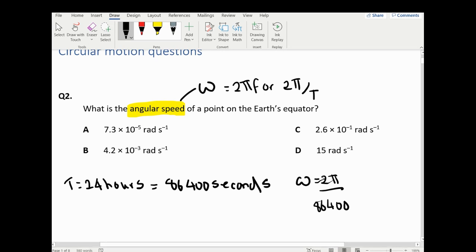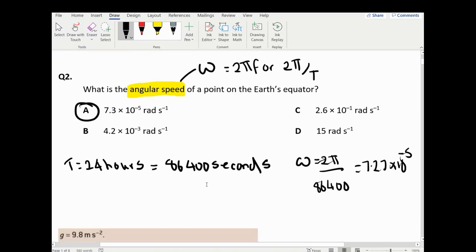And even just looking at that now, you can immediately remove D because it's way too big. And if you think about it, D being 15 rads per second, whoa, that's spinning round about 7.5 times every second. So 2 pi divided by the 86,400 is going to be 7.27 times 10 to the minus 5. So the answer is A. So again, knowing what the terminology means is really useful, and actually being able to use that angular speed to work it out here.